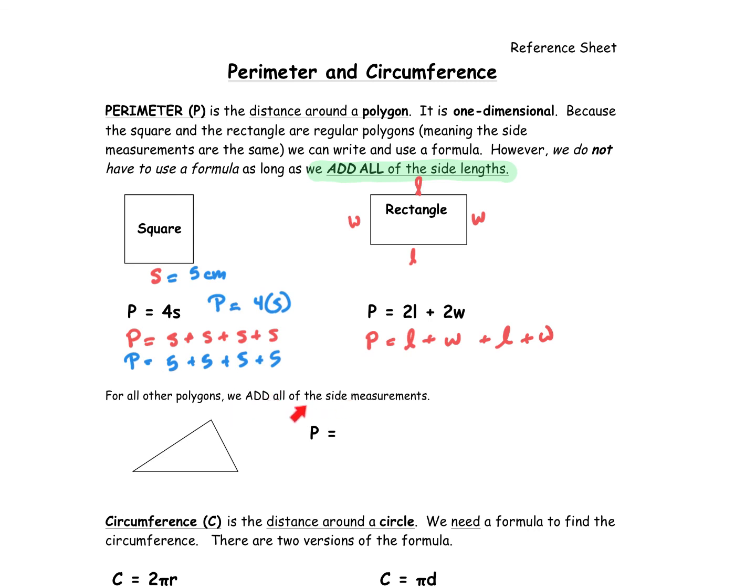For other polygons, we just add the side measurements. Unless we notice that there's a regular pattern to it, we can just add the side lengths. So let's just make up some side lengths. Let's call this 3. We'll make it millimeters, and we'll say that this is 6 millimeters, and we'll say that this is 7 millimeters. Because there's 3 sides, I need to add up 3 numbers. 3 plus 6 plus 7. And so the perimeter of this would be 16 millimeters in length.